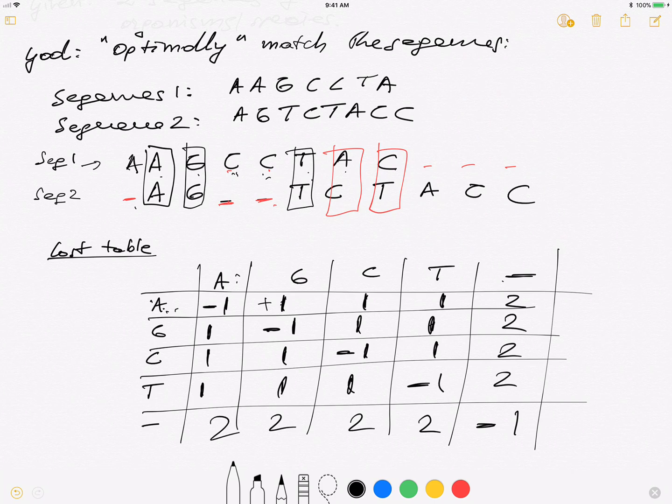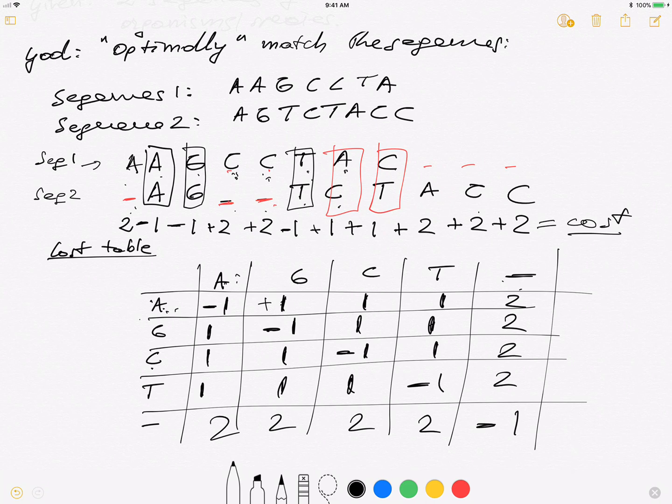So how I can calculate the cost of this? A and space cost me 2, A and A cost me -1, G and G cost me -1, C and space cost me 2, C and space cost me 2, T and T cost me -1, A and C cost me 1, C and T cost me 1, and then A, C, and C are matched with spaces, so each of them cost me 2. And when I calculate all of this, I will get cost. So this would be the cost of this matching.